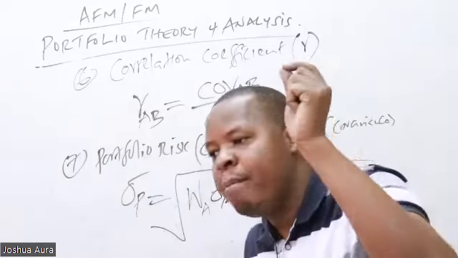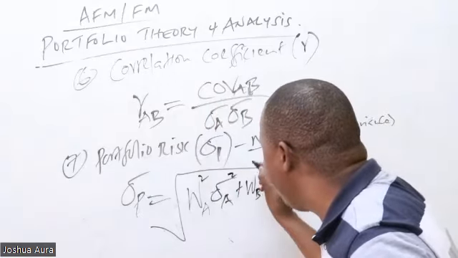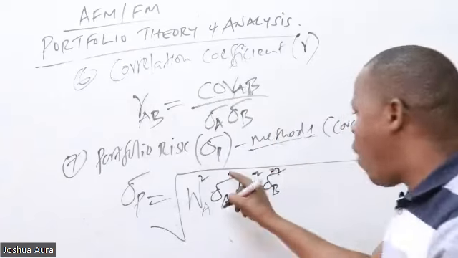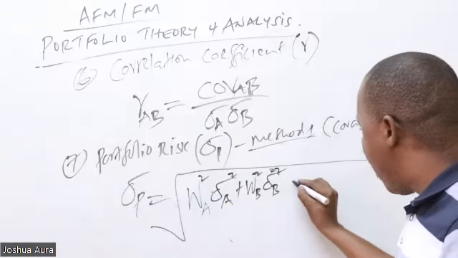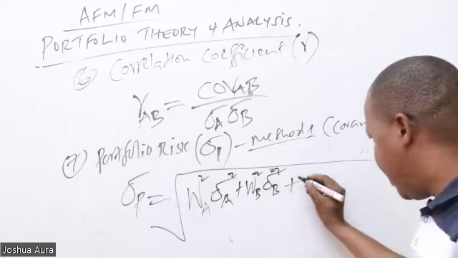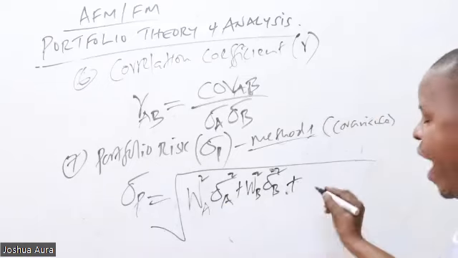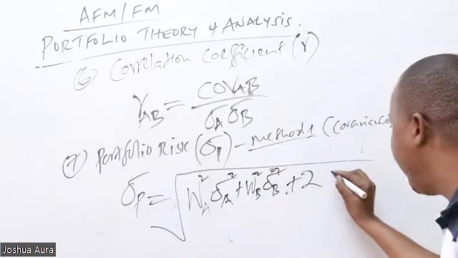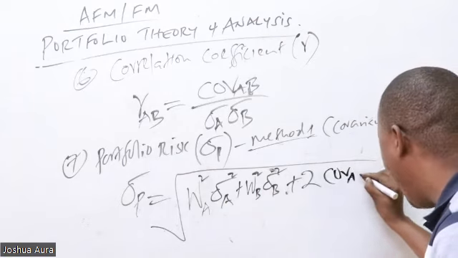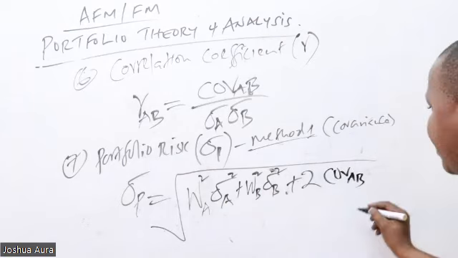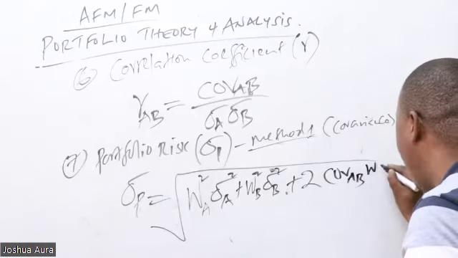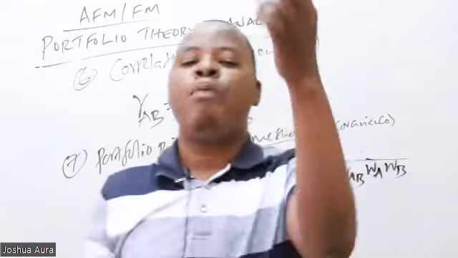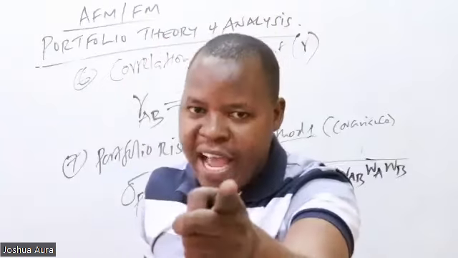Then you should remember right away, you should square each of these. Then you should remember there should be an addition, plus. Then you start with the 2. Now we are using covariance. So you will come here and say covariance of A and B. Then after covariance, you must apply their weights again: weight of A times weight of B. This is how you compute portfolio risk using covariance.